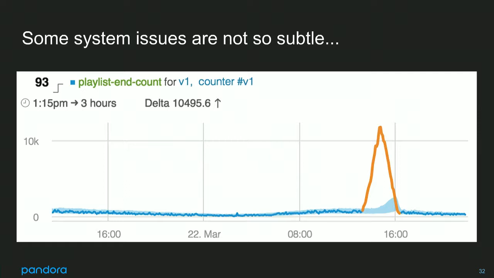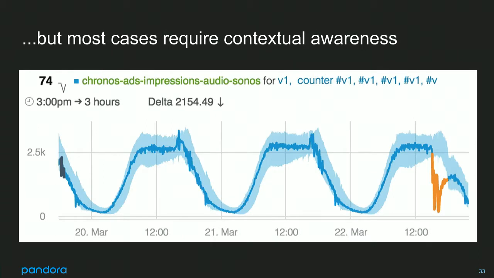I raised this example because there's one set of use cases that are extremely clear, and you can imagine that some type of dumb legacy system that just relies on static thresholds for determining an anomaly would catch this type of thing. And there are definitely some instances like that. But where we really see the value coming from anomaly detection and things based on machine learning and predictive analytics are cases that require a lot of contextual awareness.